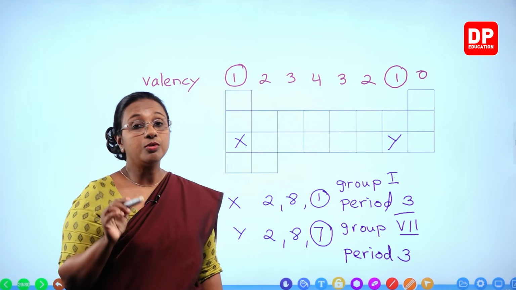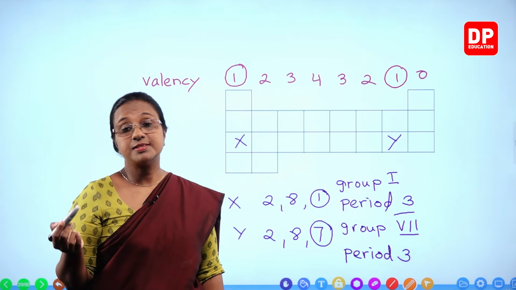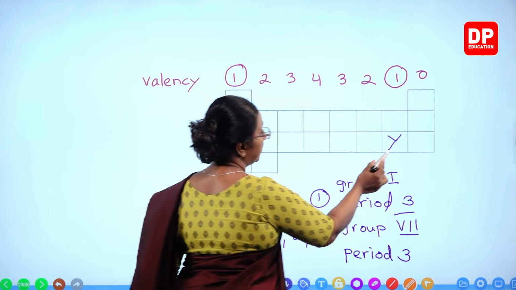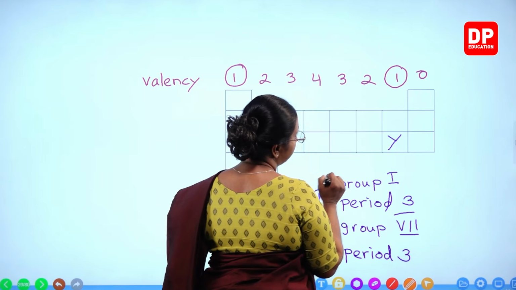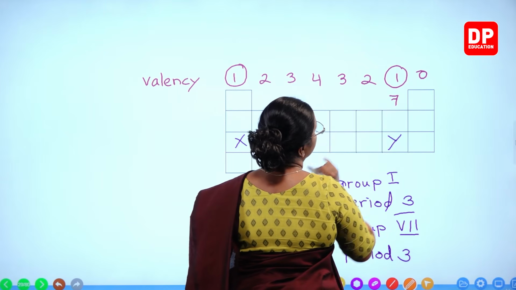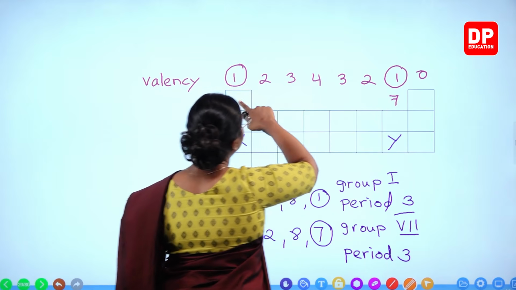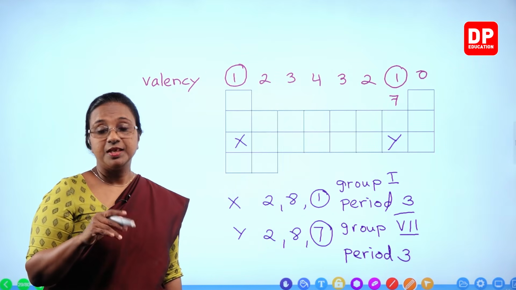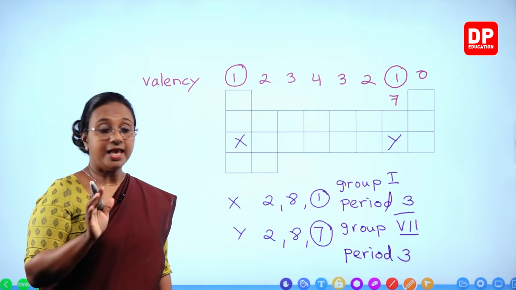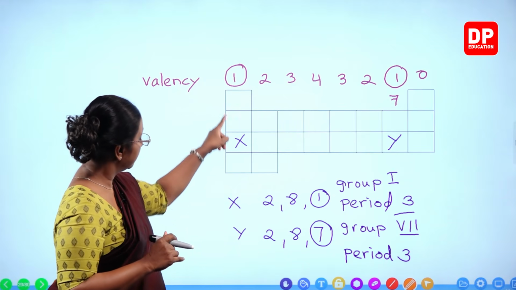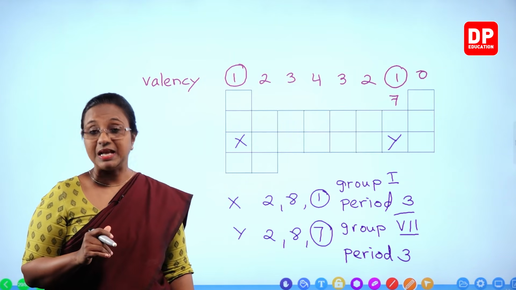But you all know chlorine can have a valency of 7 as well. So this is again, you all can see it is group 7 and it can have a valency of 7, this particular Y, but they both show valency 1. Is that clear? Then you all can remember, students, group 1, it is a metal.